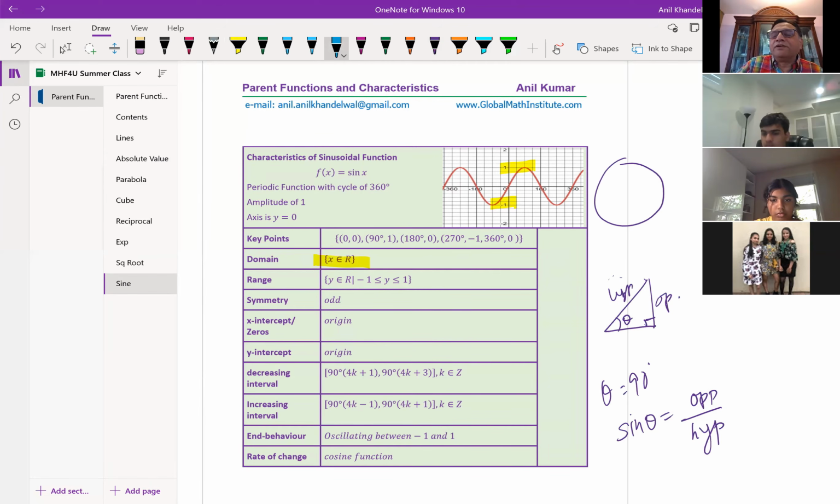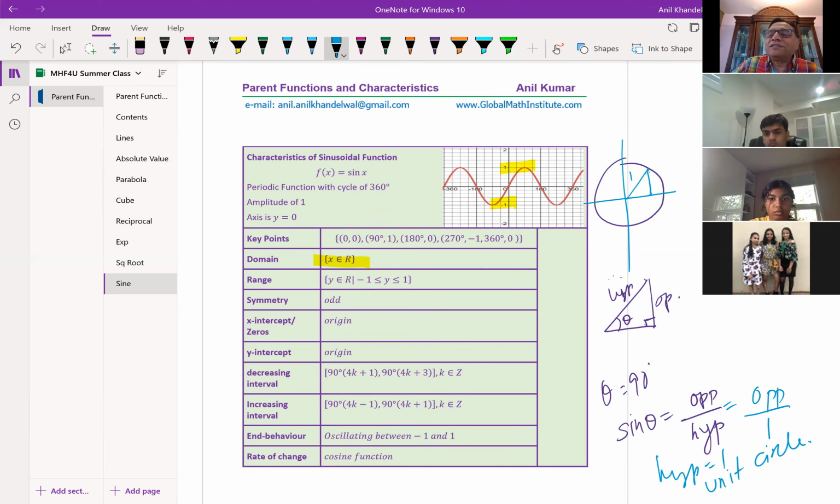Sine theta, if I have a unit circle, let us say this hypotenuse is 1, right? So if I make hypotenuse equal to 1, then it becomes the opposite side, correct? If I say hypotenuse is equal to 1, that means unit circle. Is that clear to you? Unit circle means radius is 1. That means hypotenuse is 1. If I make a triangle here, correct?